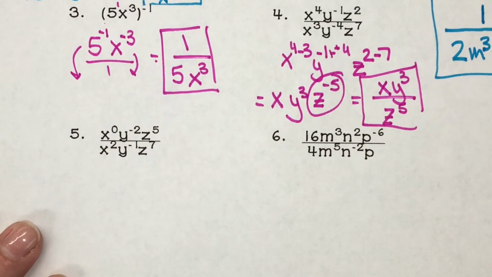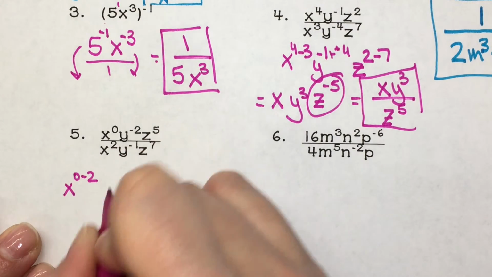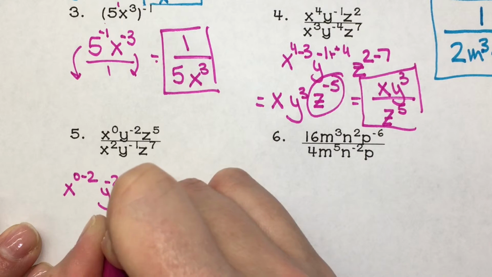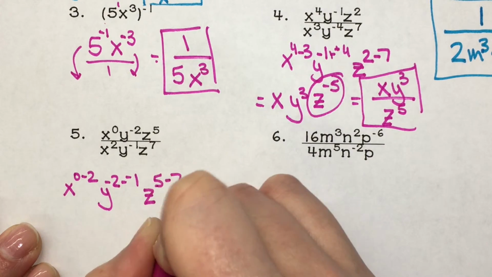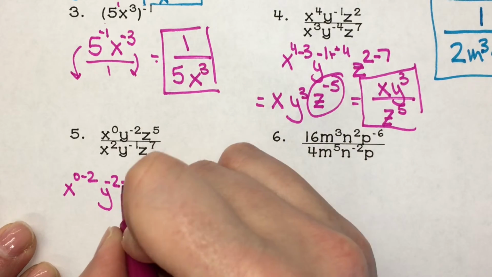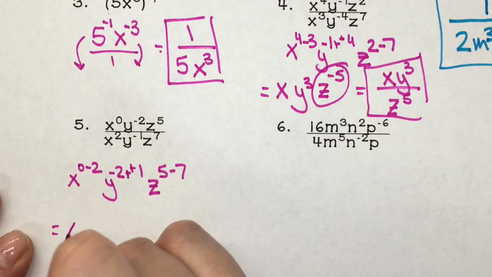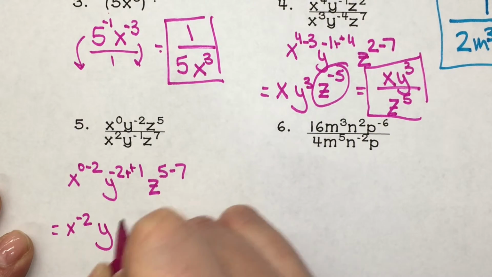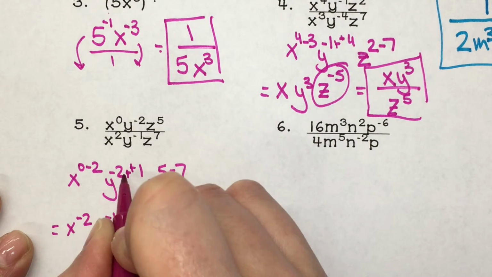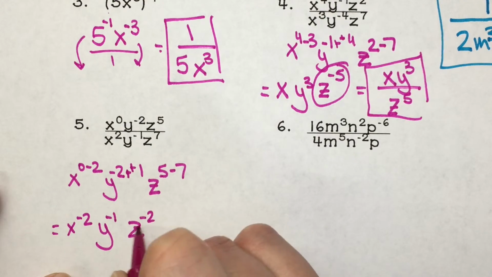Okay, and number 5. We have x to the power of 0 minus 2, y to the power of negative 2 minus negative 1, and z to the power of 5 minus 7. I'm going to change minus and negative to plus a positive. So this gives me x to the power of negative 2, 0 minus 2 is negative 2, y to the power of negative 1, negative 2 plus 1 is negative 1, z to the power of negative 2.